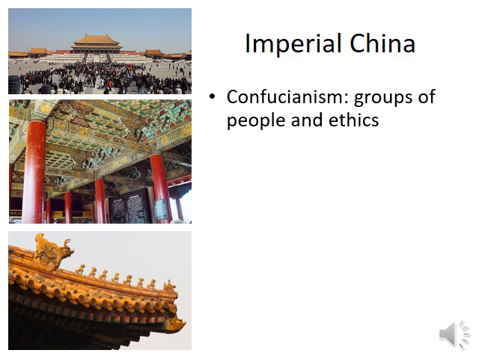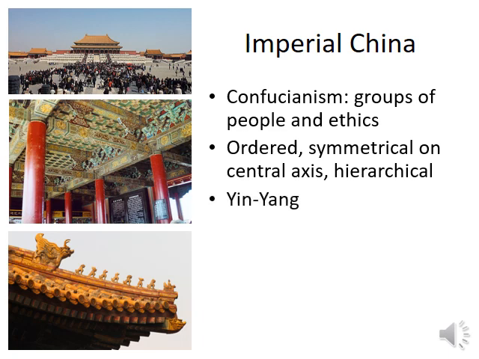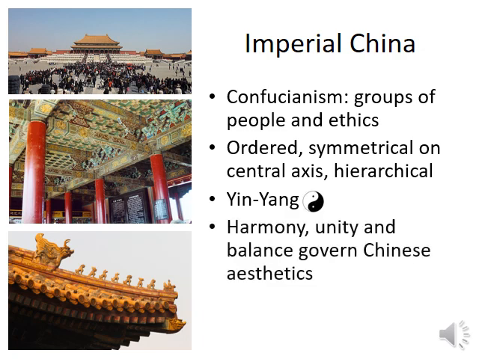And as this translates into interiors and furnishings, we see a very controlled symmetry, a balance, precision. Again, it's highly organized. So ordered, symmetrical, and symmetry on a central axis. And Chinese design is very hierarchical as well. We have the balance as represented through the yin-yang. And again, harmony, unity, and balance govern the Chinese aesthetics.